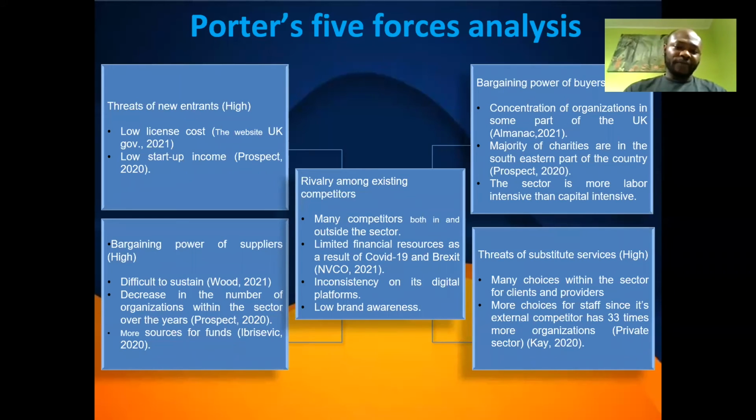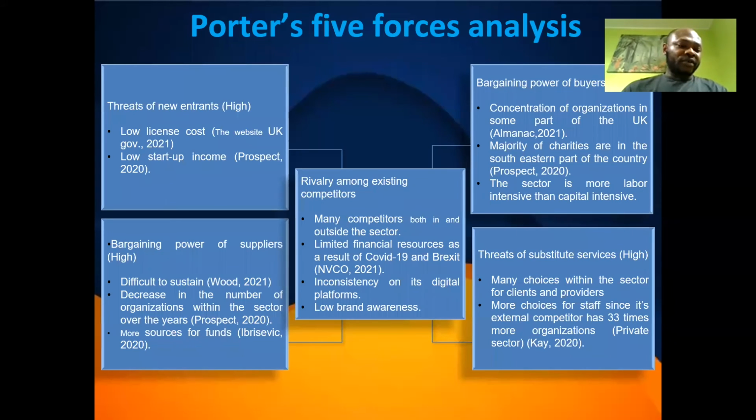Bargaining power of suppliers is high in the sense that there are so many organizations in England compared to any other part of the UK, making some parts of the UK limited in few services of the sector. The bargaining power of suppliers is high. Organizations are struggling to maintain their existence. Also, the sector has alternatives in its sources of funds. Apart from government funds, there are different forms of fundraising and individual donations.